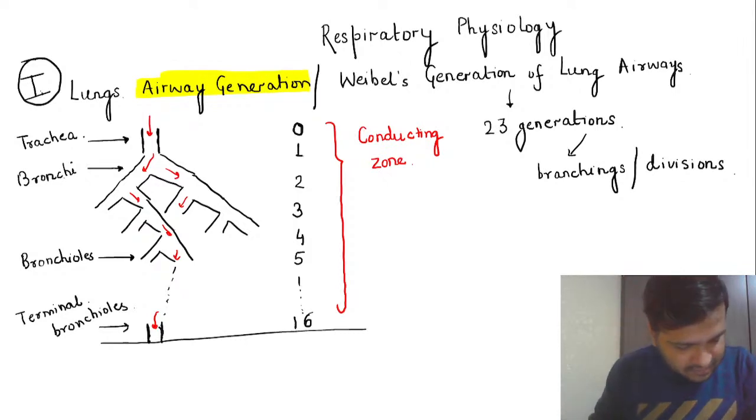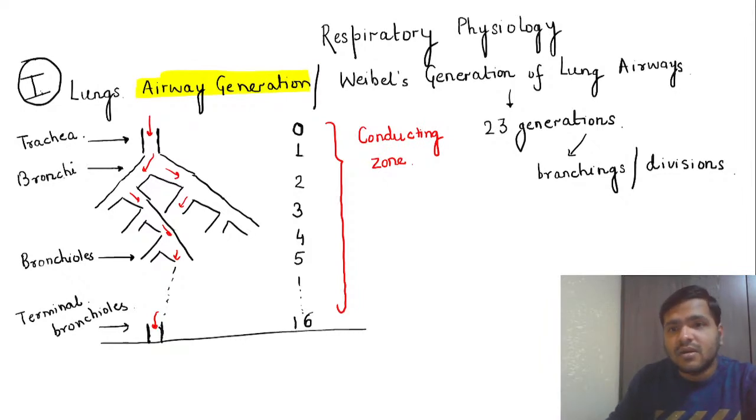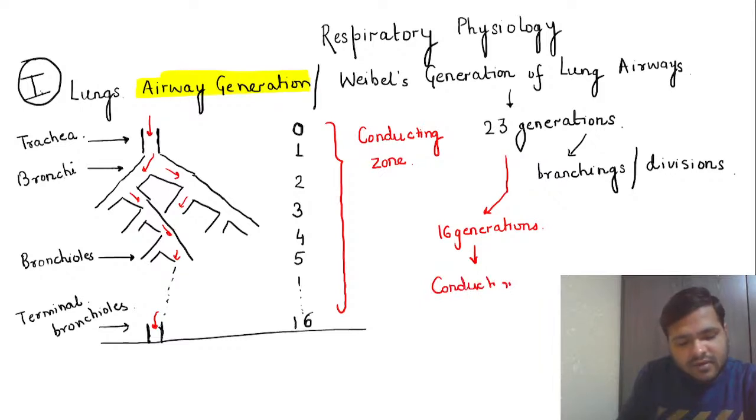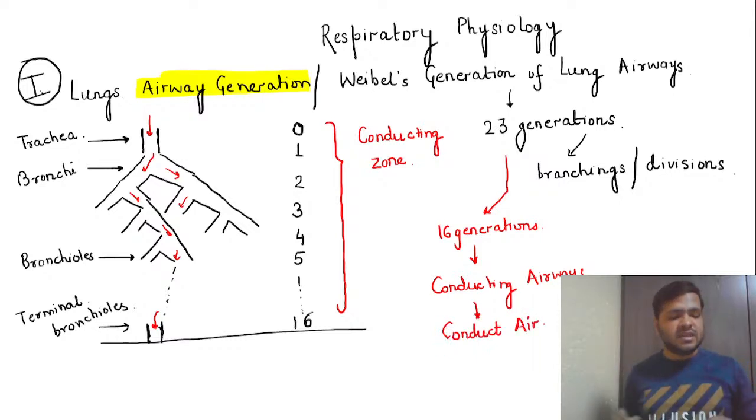Yes, it is referred to as the conducting zone. So if we say that we have 23 generations, the first 16 generations are basically referred to as the conducting airways. Why? Because they conduct the air. So the 16 generations are referred to as the conducting airways because they are conducting the air. Right?